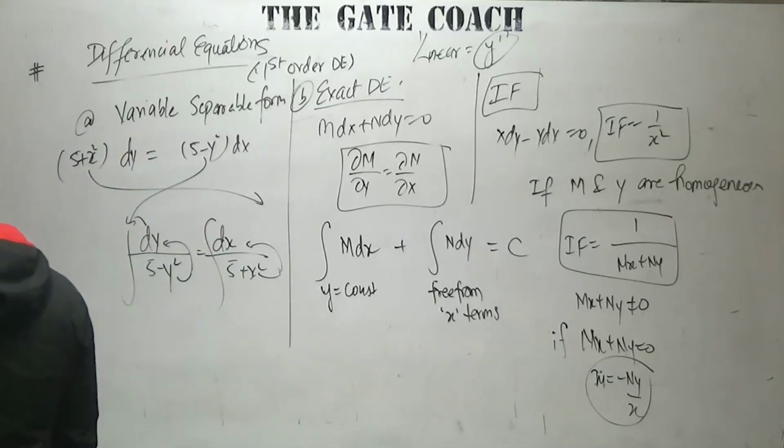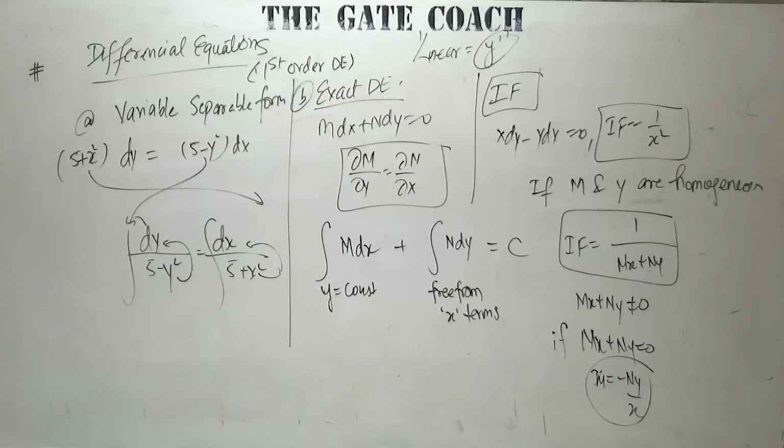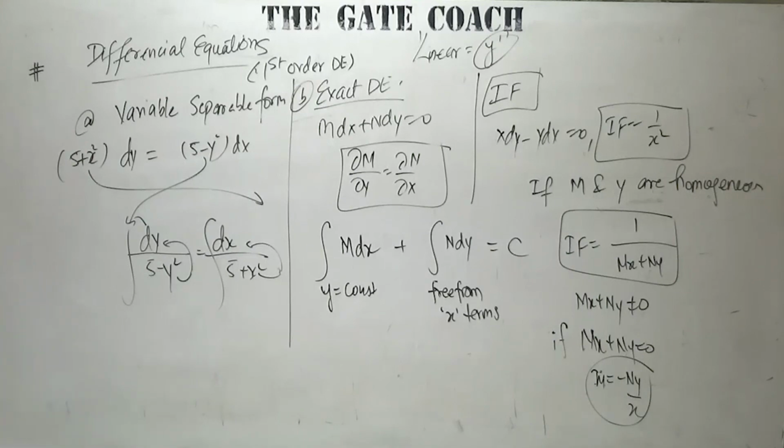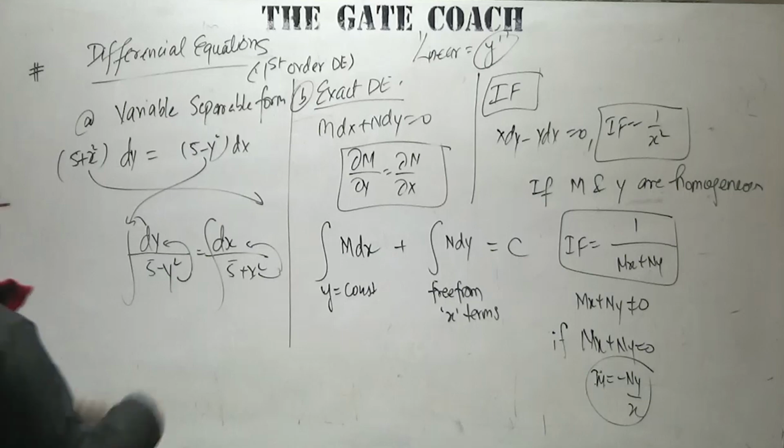Then apart from this inspection method, which is rule number 1, we have rule number 2. Now, what is rule number 2? In rule number 2, I told you that if 1 by N into dou M by dou y minus dou N by dou x is a function of x, then the integrating factor is e raised to the power integration of f dx.